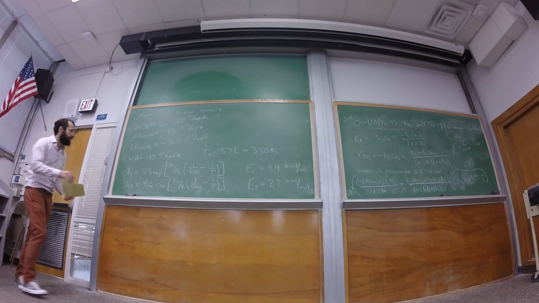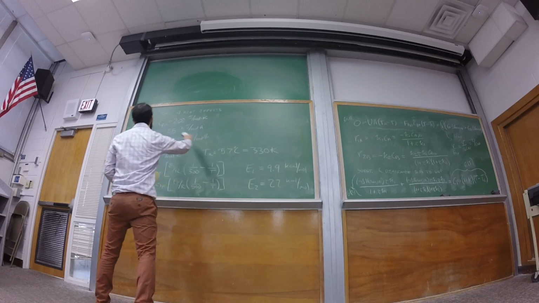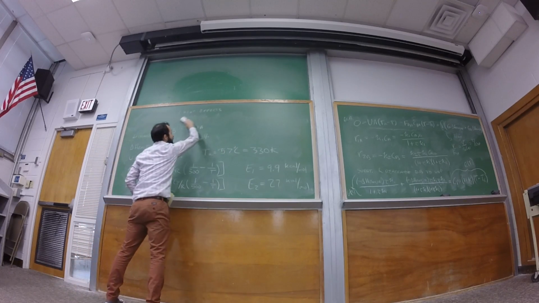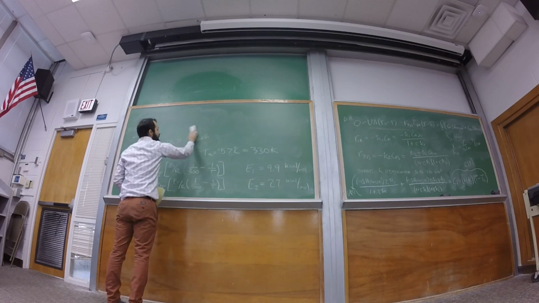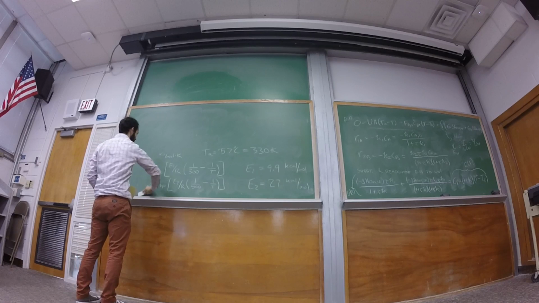Okay, so let's plot G and R and see how many intersections we get and therefore how many steady state solutions there are to this problem.